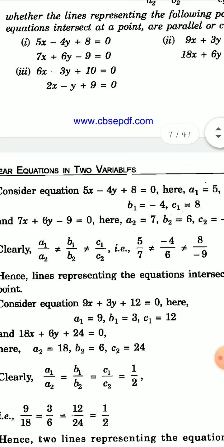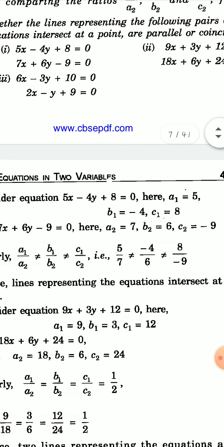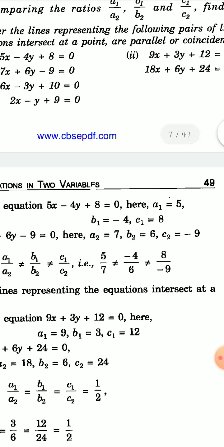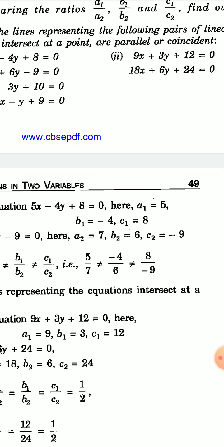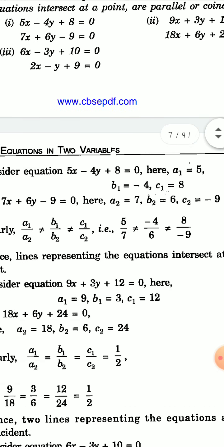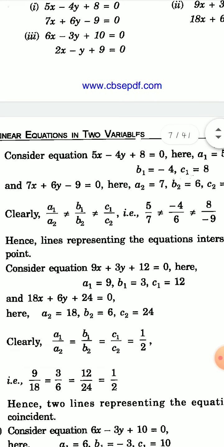In the second part, a1 upon a2 is 9 upon 18, 1 by 2, b1 upon b2 is 3 upon 6, 1 by 2 and 12 upon 24 is also 1 by 2. Since all three are equal, that means the lines are overlapping.